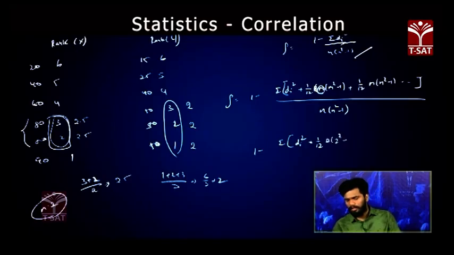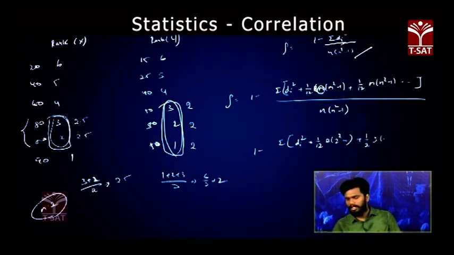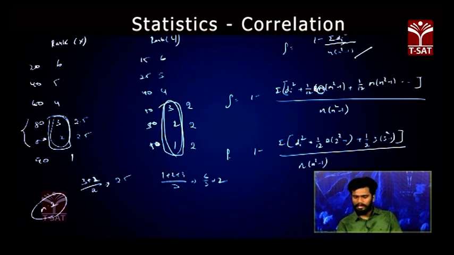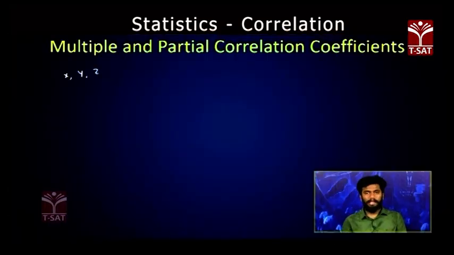So 2 into 2 square minus 1, plus 1 by 12 into, here in y, how many times is the rank repeating? The rank is repeating 3 times. Whatever the rank is, it is repeating 3 times. So 3 into 3 square minus 1. Like this, check how many times each value repeats in all the data values and write all of them here. And the numerator is the same. Like this, we'll calculate the rank correlation coefficient when we have repeated ranks. Now, let us consider 3 random variables x, y and z.